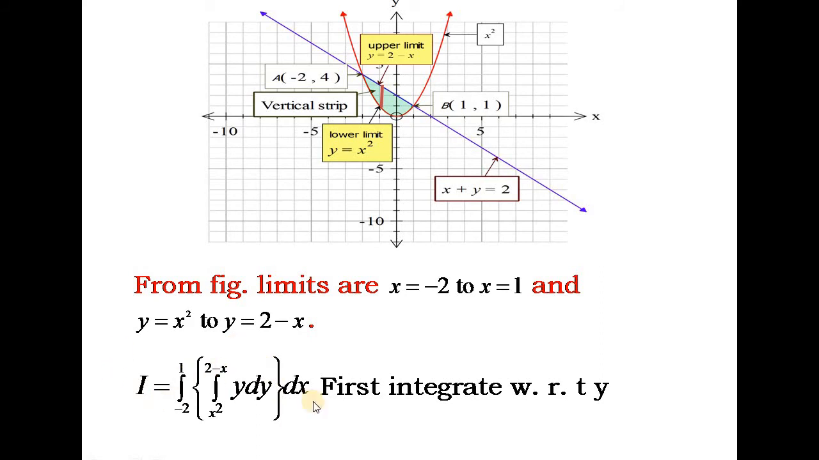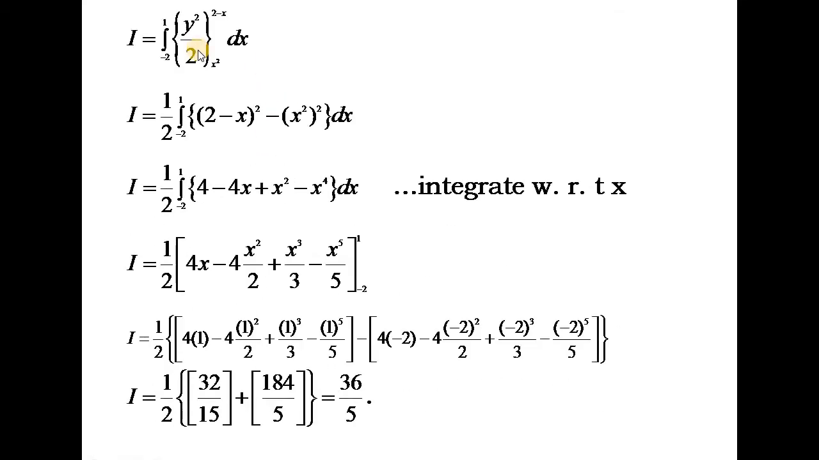Integrate this integration first with respect to y. So y integration is y square by 2, and limits x square to 2 minus x. Put 2 minus x at y, and x square at y. So y square by 2, 1 by 2 outside. So y square means (2 minus x) square, and at x square, (x square) square. Solve this (2 minus x) square, a minus b square, using the a minus b bracket square formula, and minus x raised to 4 as it is.